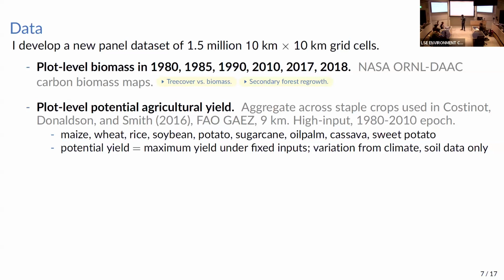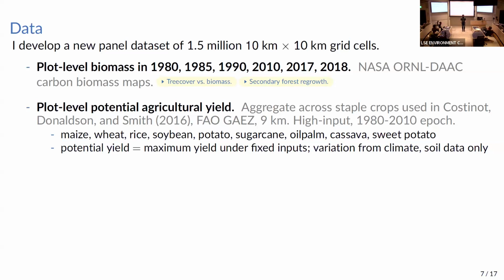Next, I have my measure of yields. You saw this on the previous map. I'm going to be aggregating across the set of staple crops you see up here. This is motivated by this paper by Costinot, Donaldson, and Smith. And you should think of this as a potential yield. This is rather important for thinking about how I'm going to approach identification of the model. So potential yield is not the actual yield of a plot of land. Rather, it's essentially an agronomic model of what the yield of that plot of land would be under perfect cultivation.